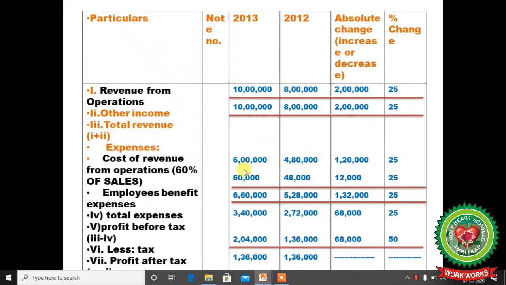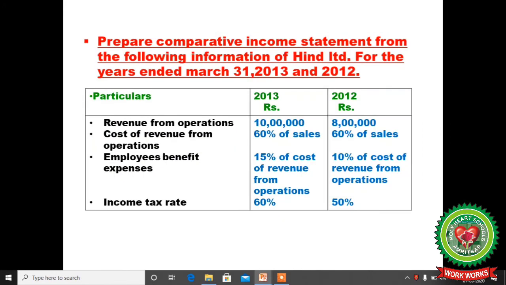So first of all, see revenue from operations. How to compute it in this way? The difference is 2 lakh. 2 lakh multiplied by 100 divided by, here what is the amount, students?